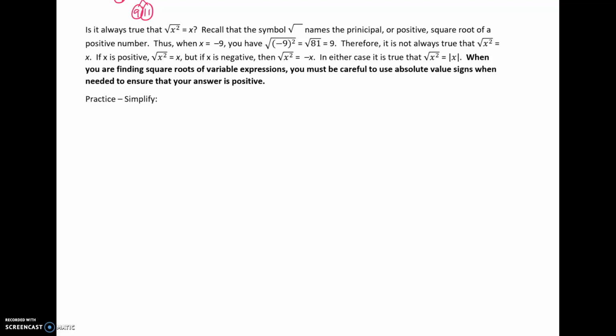If x is positive, the square root of x squared equals x, but if x is negative, then the square root of x squared equals -x. In either case, it is true that the square root of x squared equals the absolute value of x. So in bold, I put here, when you are finding square roots of variable expressions, you must be careful to use absolute value signs when needed to ensure that your answer is positive.